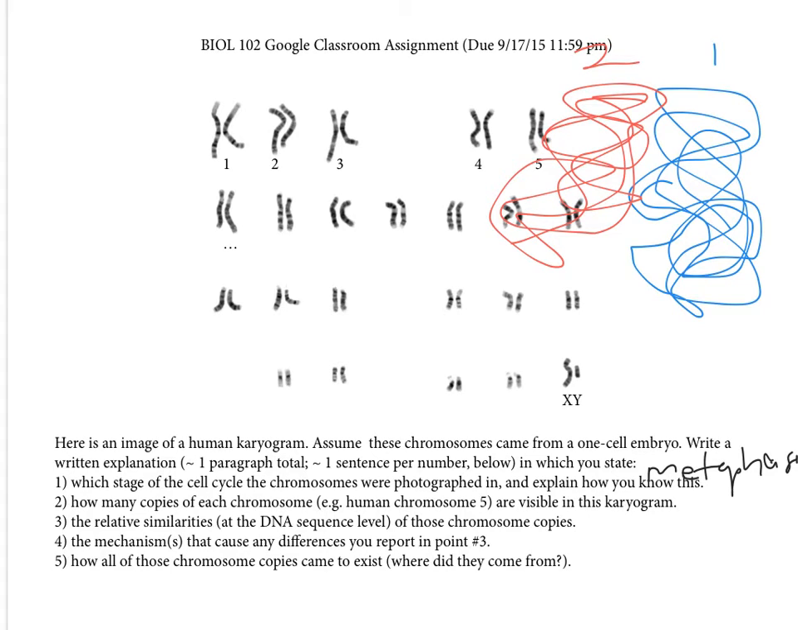Question. Please. Could it possibly be 4 copies if we know it's a human karyogram? And what do you know about humans? 23 pairs. Yeah. Right. Diploid. This is where the source of confusion comes, and that's why we're here right now. So that's an excellent question. It's right on point.